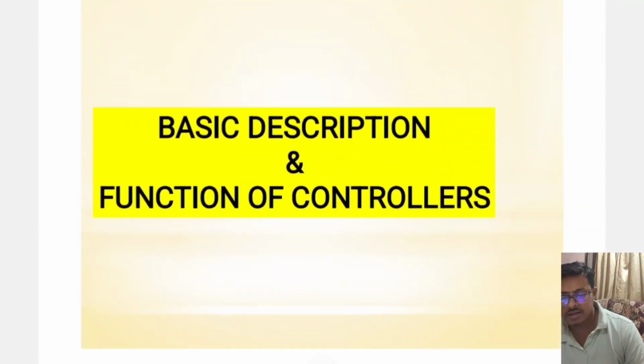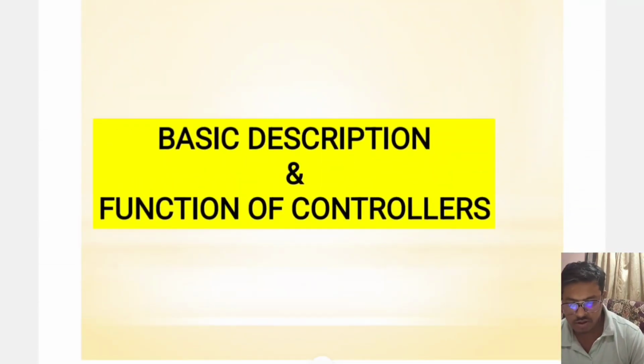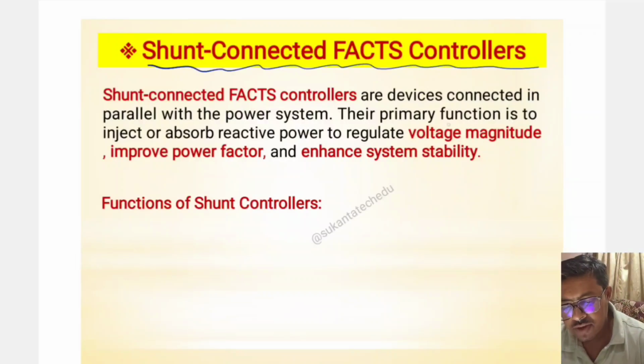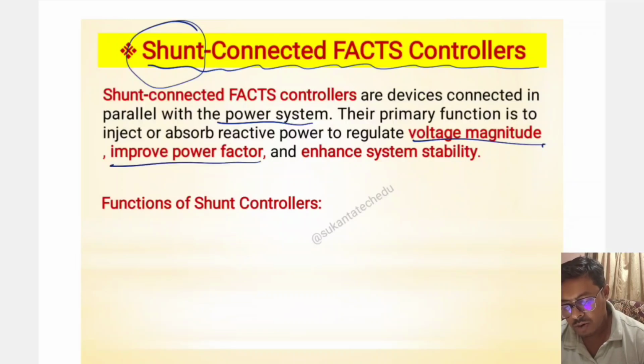Then we'll see the basic description and function of controllers. First we'll see the shunt connected FACTS controller. Shunt connected FACTS controllers are devices connected in parallel with the power system. Shunt means this type of controller is always connected in parallel with the power systems, and their primary function is to inject or absorb reactive power to regulate the voltage magnitude, improve power factor, and enhance system stability.